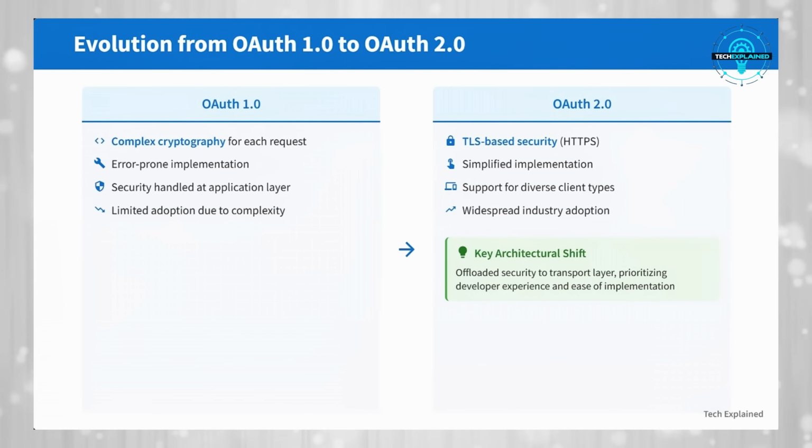This simplification was absolutely crucial to OAuth 2.0's rapid adoption by major technology companies like Google, Microsoft, and Facebook. Today, it's the foundation of modern API security, enabling all those interconnected digital experiences we've come to expect and rely on. Now that we understand how OAuth 2.0 came to be, let's meet the key players in this ecosystem.